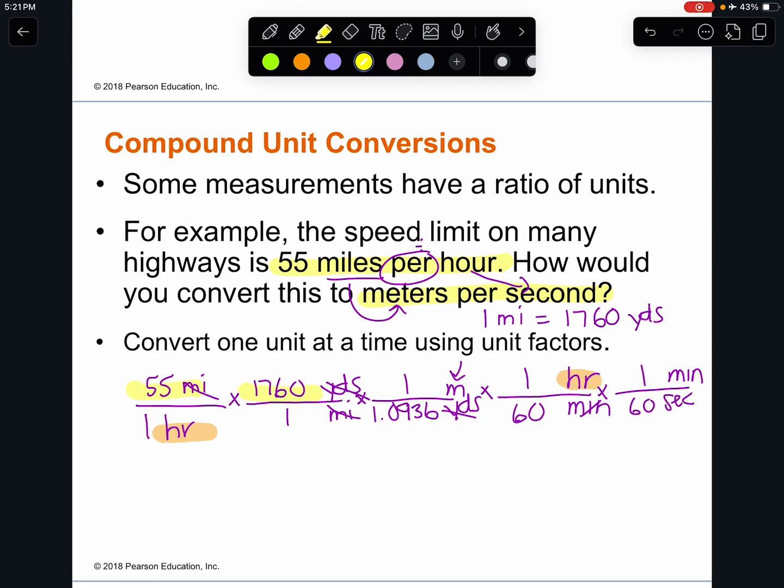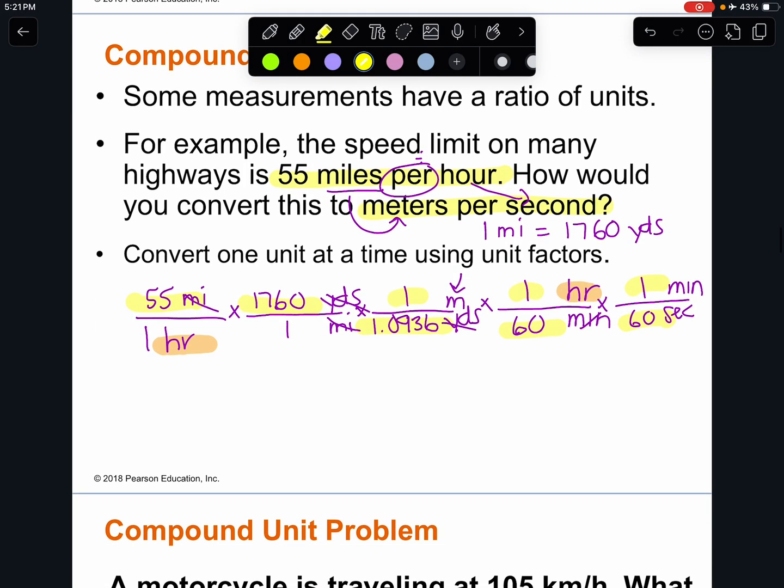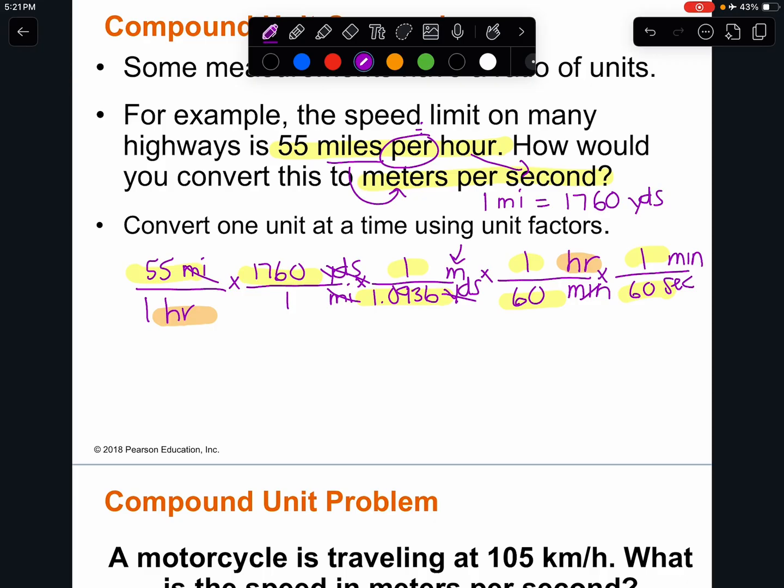I take the calculator. I do 55 times 1760. You could times by 1, times by 1, times by 1, but I'd probably skip those steps. Get an answer. Divide by 1.0936. Get an answer. Divide again by 60. Get an answer. Divide by 60 again. Okay, now there are many other ways to solve these problems. So as long as you're getting a similar answer to me, then you're probably doing it the correct way. But there are many other ways. As long as your setup looks like this and your answer matches, you should be fine.